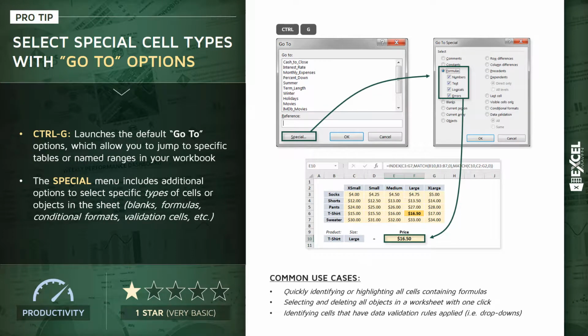Common use cases here, again, quickly identifying or highlighting all cells containing formulas. You can select and delete all objects in a worksheet with one click instead of manually control clicking them one by one. Or you can identify cells that have validation rules like dropdowns applied, so that you know which cells in a worksheet are user inputs, for instance. So let's jump into our Pro Tips Excel workbook and practice some of these go-to options.